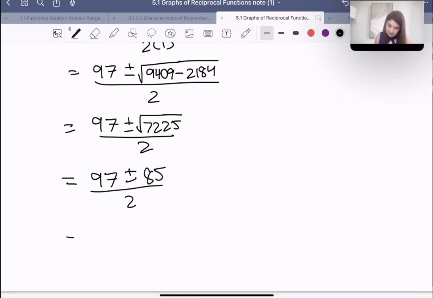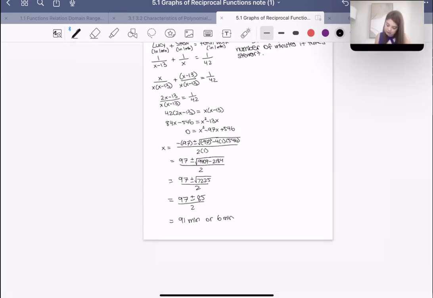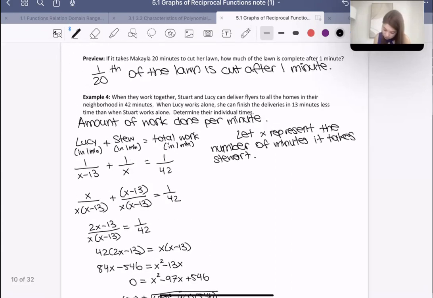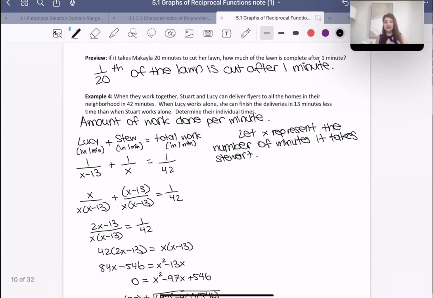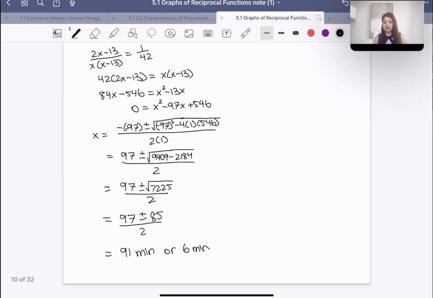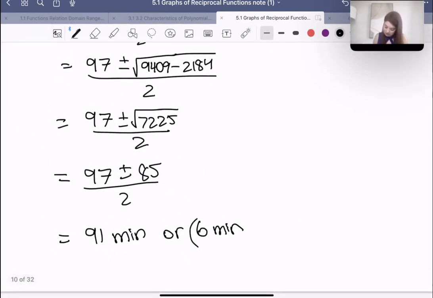So therefore we'd either get 91 minutes or 6 minutes. Now the trouble is 6 minutes is too small, right? It says that when they do it together, it takes them 42 minutes. So it would not make any sense for Stuart's individual time to be only 6 minutes at that same rate. So even though it's not a negative answer, this is still not applicable.